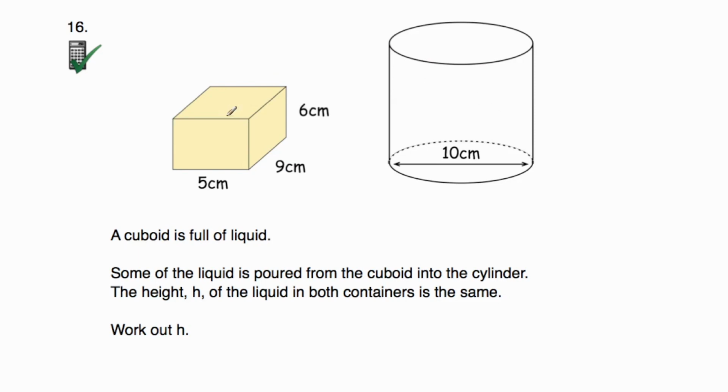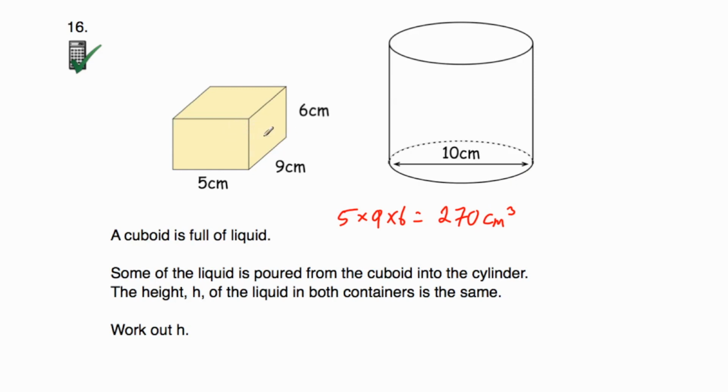So this is empty. So if we find the volume of this cuboid, that would tell us how much liquid we've got all together. So if we do 5 times 9 times 6, it's a calculator question. 5 times 9 times 6 is equal to 270 centimetres cubed. So that's how much liquid we have in total, 270 cubic centimetres.